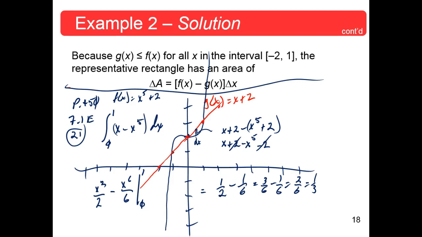Did that answer what you needed? Yeah. Okay, good deal. Any others? Glad y'all are working these. Good deal.